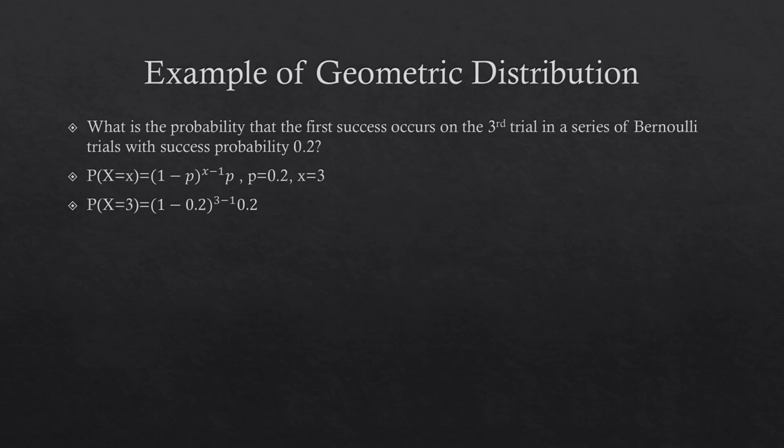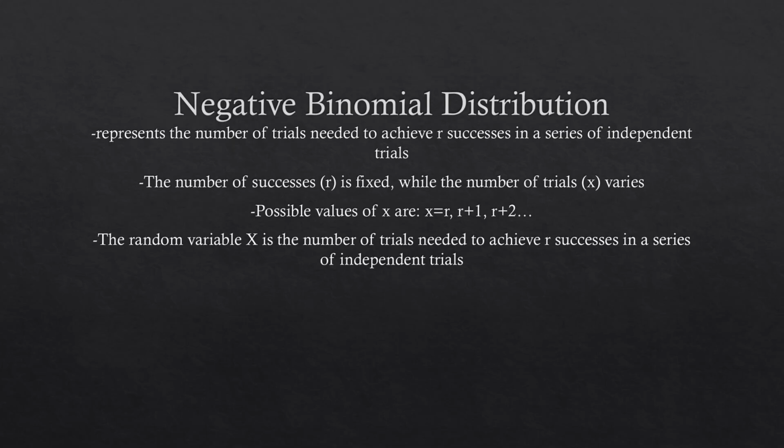So the example of the geometric distribution is asking what the probability is that the first success occurs on the third trial in a series of Bernoulli trials with a success probability of 0.2. So our x is going to be 3, because that's when we're looking for our success to occur, and our probability is going to be 0.2. So putting that into our formula, it gets us 1 minus 0.2 to the power of 3 minus 1 multiplied by 0.2.